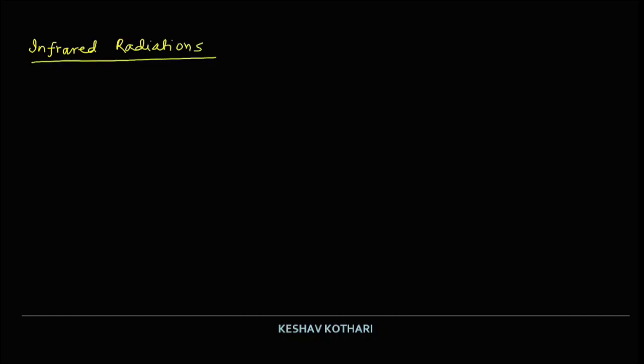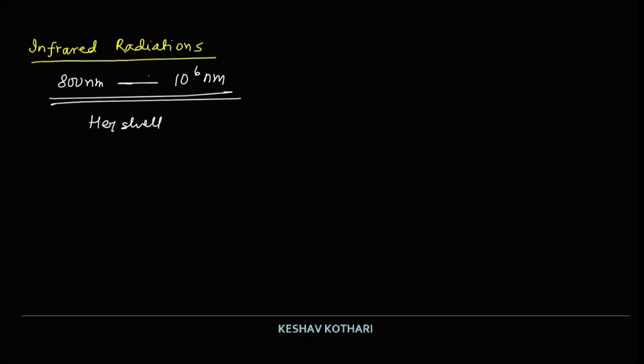If we talk about infrared radiation, the first thing that we discuss is the wavelength range. It ranges from 800 nanometer to 10 to the power 6 nanometer, so it covers a huge range. It was discovered by William Herschel in about 1800.